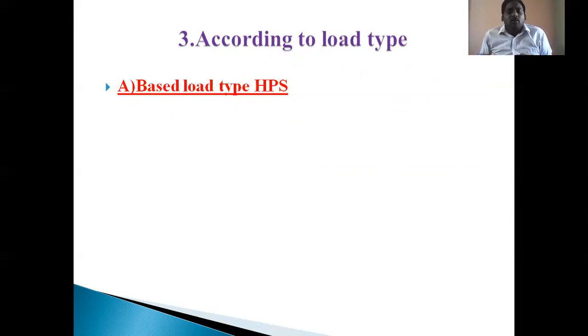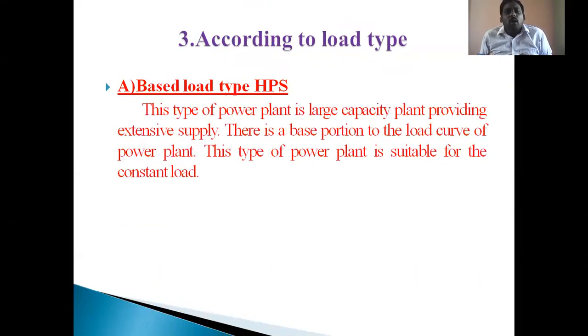That means here only a sufficient amount of water is there in this power plant. That's why it can meet the base portion of the demand, the base portion of the load curve. That's why these are called base load type hydroelectric power stations. Next, peak load type hydroelectric power station.